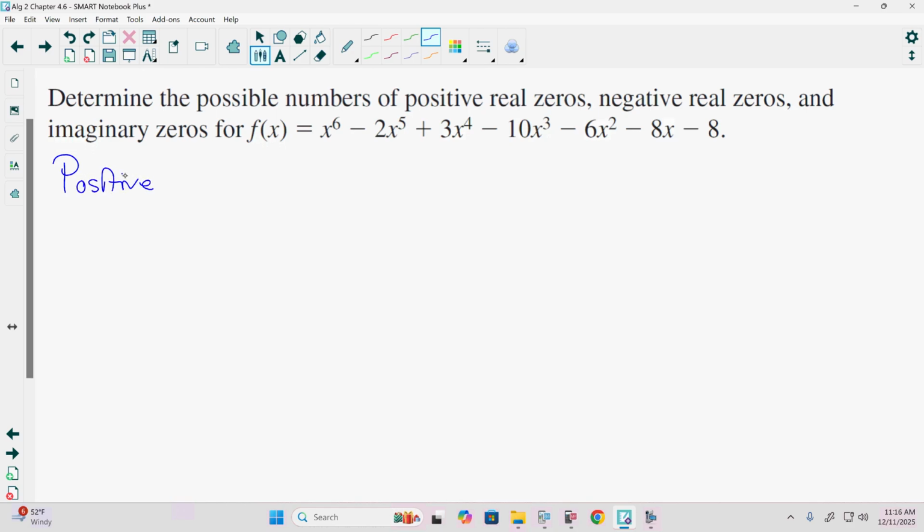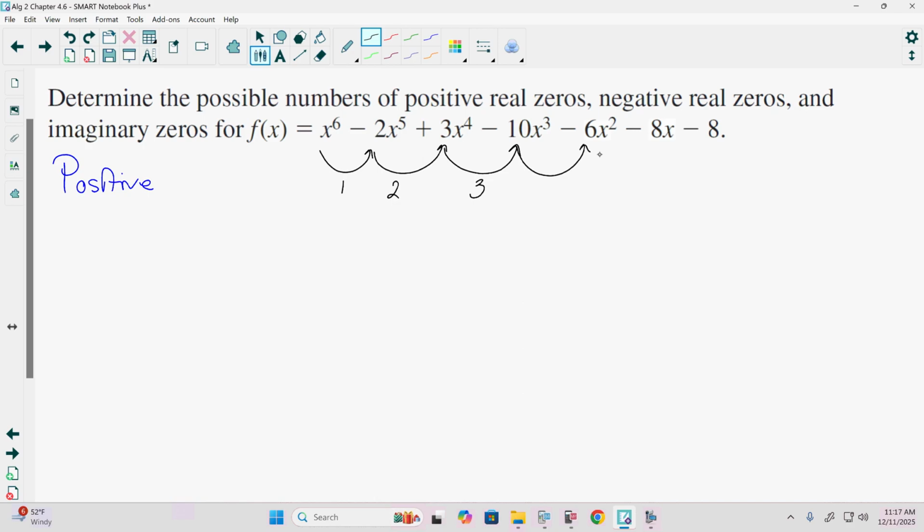Now to find the number of possible positive zeros, we take the function itself and count the number of sign changes from term to term. So as we look at this here, from x to the 6th to x to the 5th, did the sign change from one to the next? Yes, because x to the 6th is positive, x to the 5th is negative. So that would be one sign change. X to the 5th to x to the 4th, so that's 2. X to the 4th to x to the 3rd, yes, that's 3.